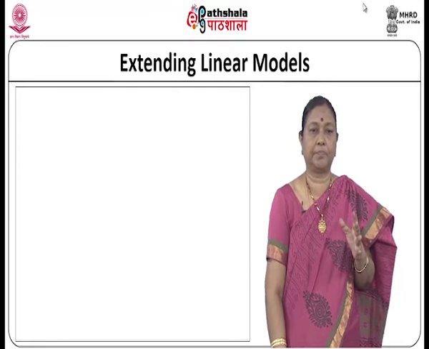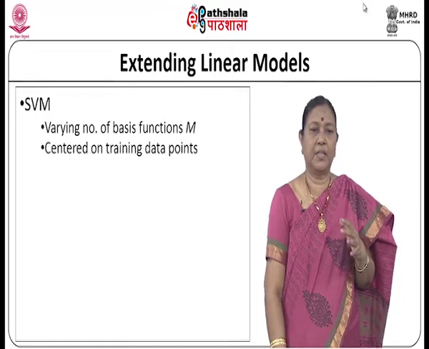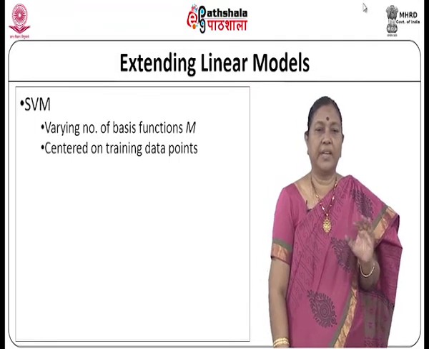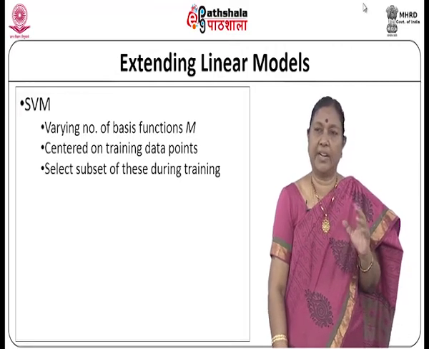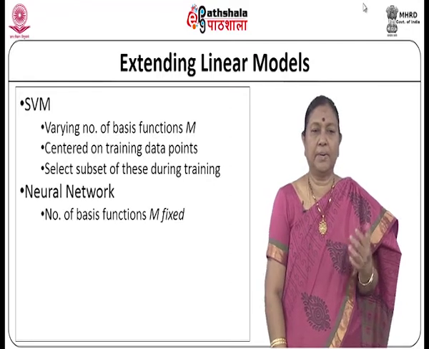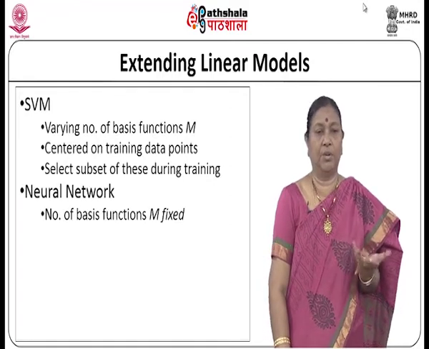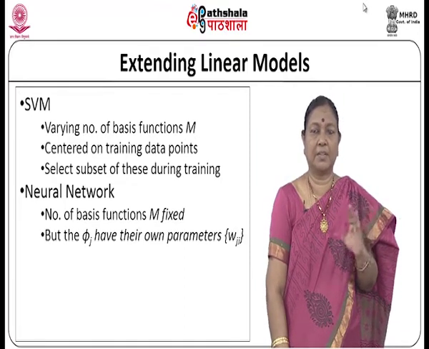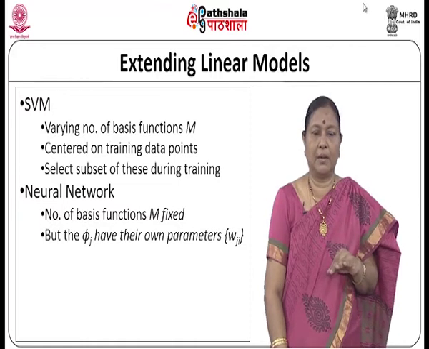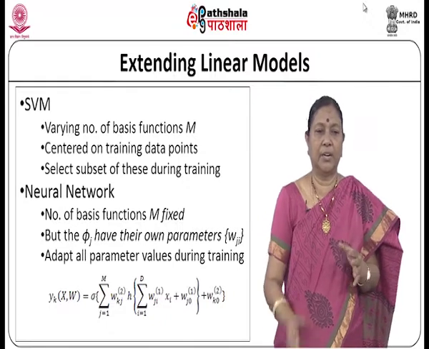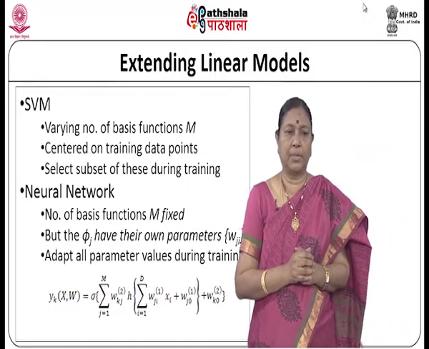SVM addressed it one way, and we can address it in some other way, that is in neural networks. So, before we go further, let us look at some comparisons between SVM and neural networks. SVM: varying number of basis functions m, centered on training data points, select a subset of these during training. Neural network: the number of basis functions m is fixed, but phi j have their own parameters. So, phi j is that conversion from the input using a nonlinear function. Adapt all parameter values during training. So, that is the idea of a neural network problem.